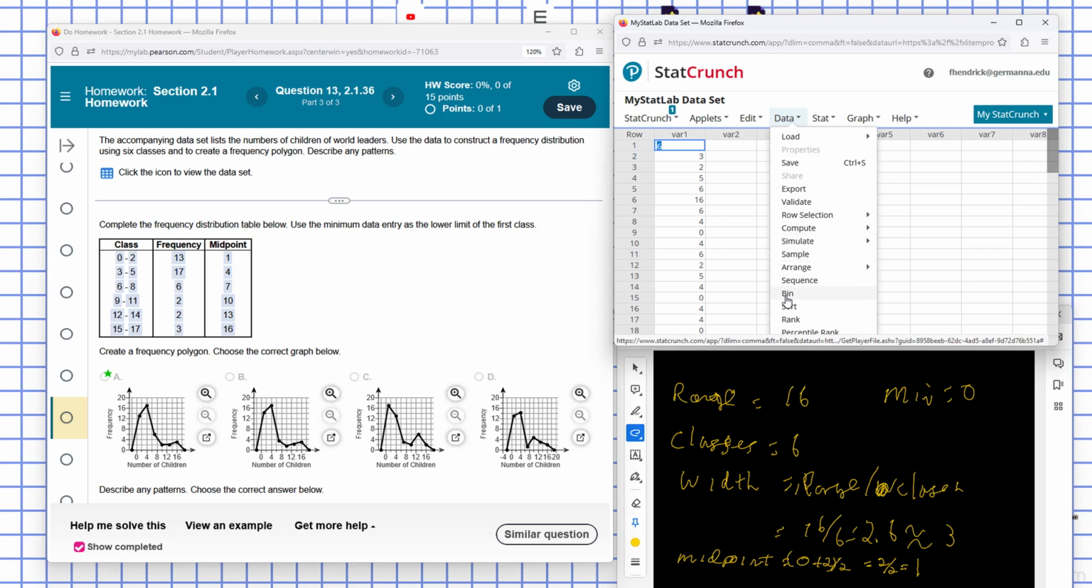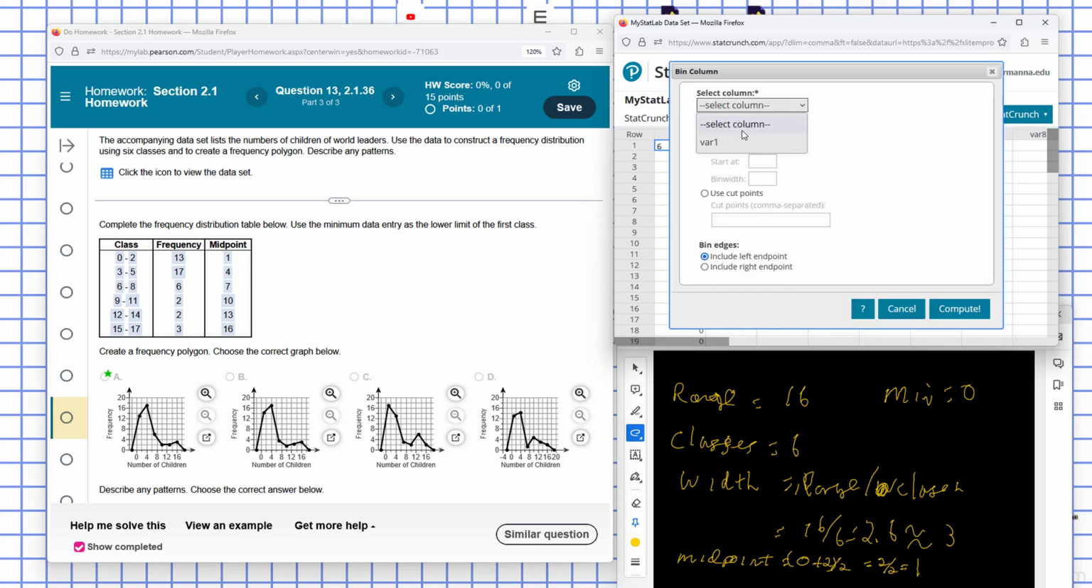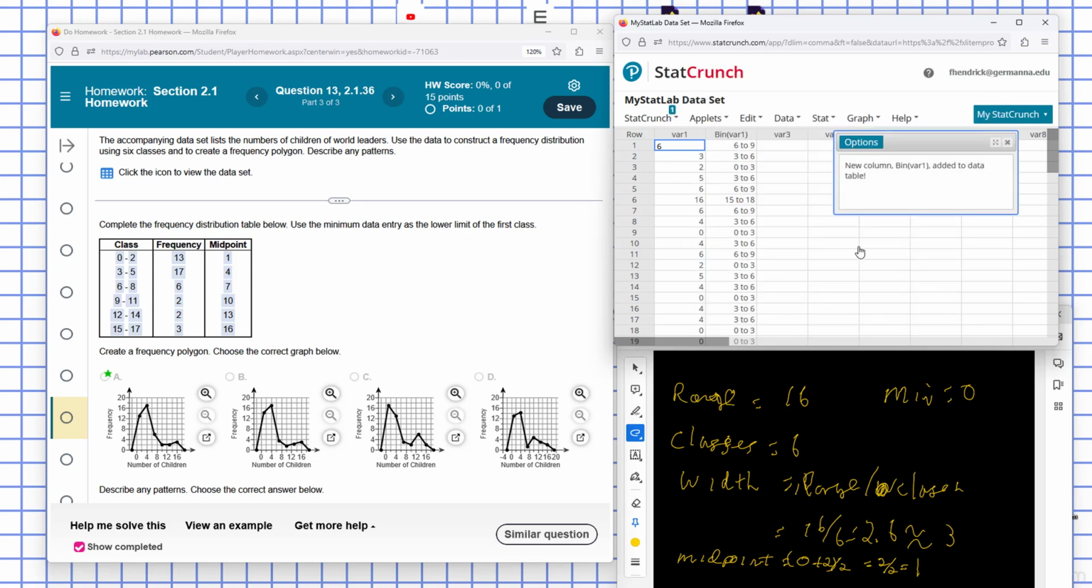So I want to put it into bins. Select my column. My min is 0, and my bin width is 3. And hit compute. And there's the bins. Everything's been placed in the bins. And from these bins, we can form our classes.